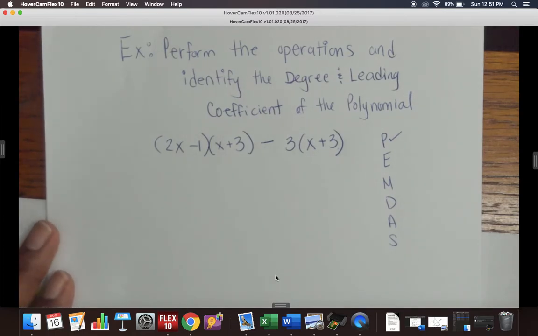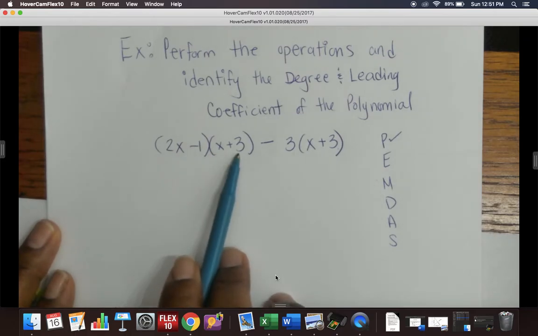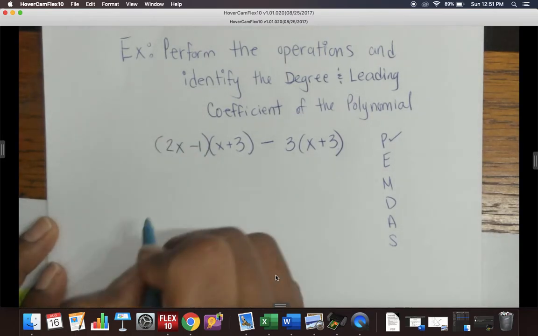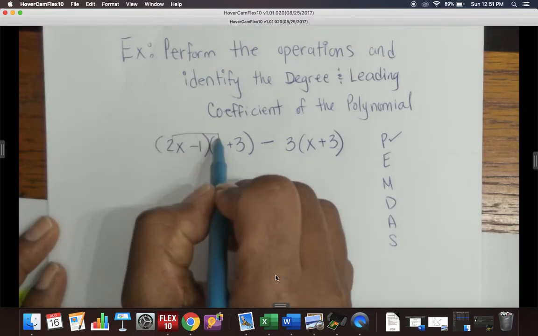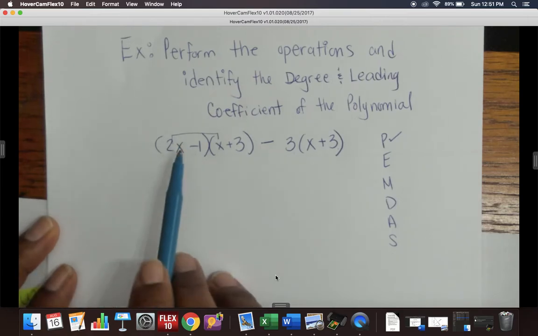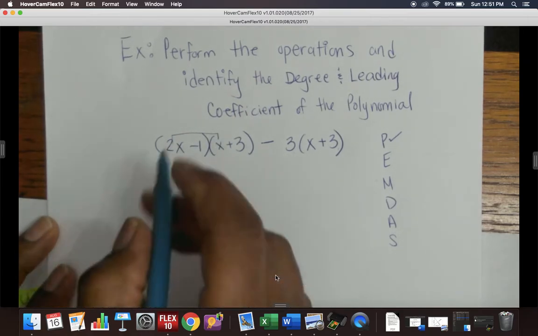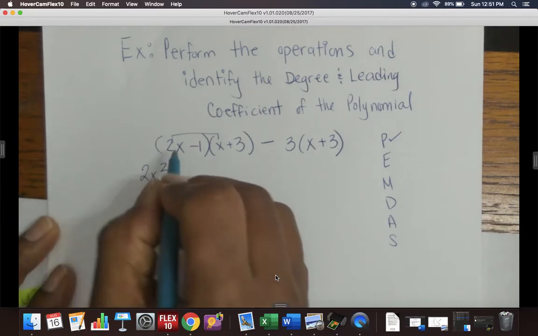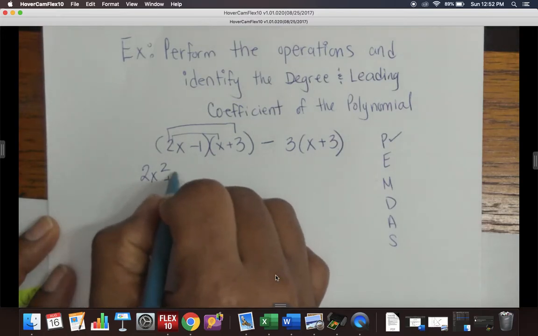If you use the box method to multiply out, that's fine. You can do that as well, right? So when I multiply here, I'll just show with maybe FOIL, if you use that, that also works. We're multiplying each term in this first quantity by each term in the second quantity. So 2x times x is 2x squared. 2x times 3 would be 6x.